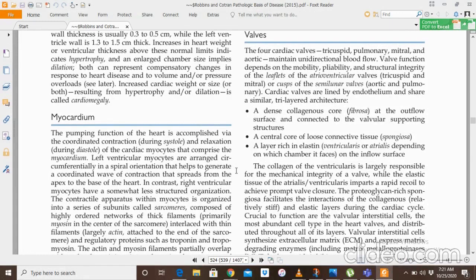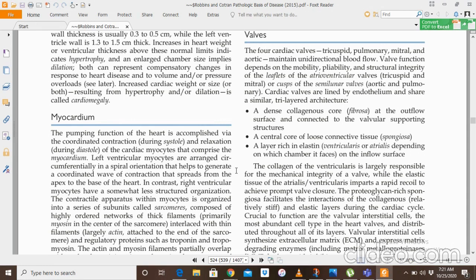cusps. Okay, and we know that the tricuspid and the mitral valve, they both are the atrioventricular valves, so they are present in between the atrium and the ventricle. Tricuspid valve is present between the right atrium and the right ventricle. Mitral valve is present between the left atrium and the left ventricle. Semilunar valves, which include aortic and pulmonary valve, the aortic valve is present between the left ventricle and the aorta, while the pulmonary valve is present between the right ventricle and pulmonary artery.